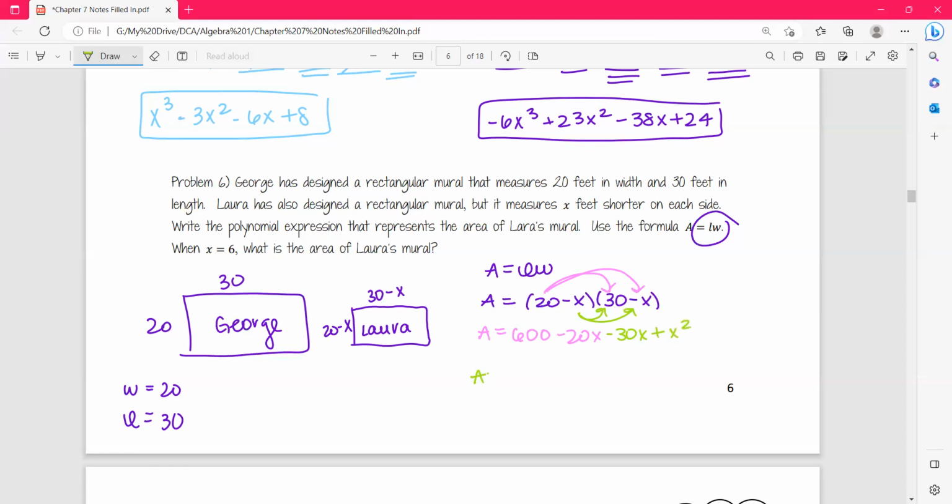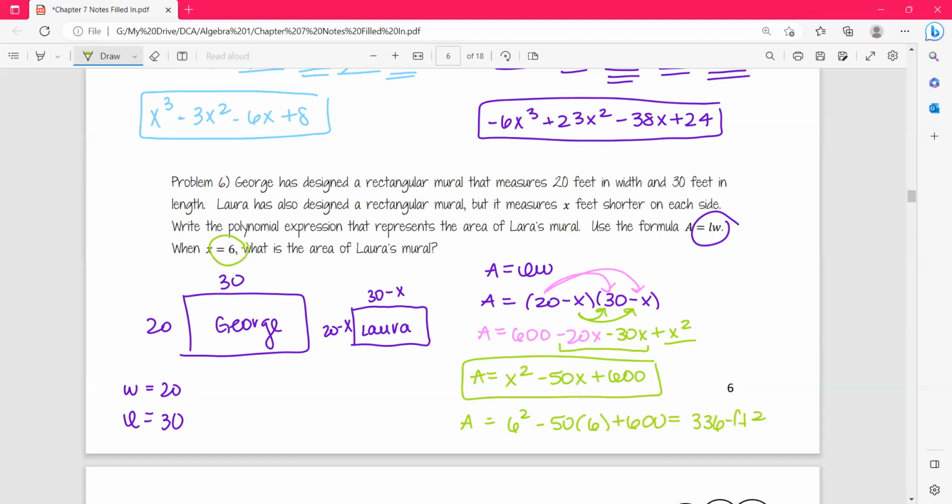We're going to write this in standard form, just like we've been talking about in chapter 7. The x squared goes first. We'll combine like terms here to get negative 50x plus 600. Everything gets put together here. There's our equation, and then it says when x equals 6, what is the area of the mural? So I've got to do area equals 6 squared minus 50 times 6 plus 600, and we get 336 feet squared is the area of Laura's mural.